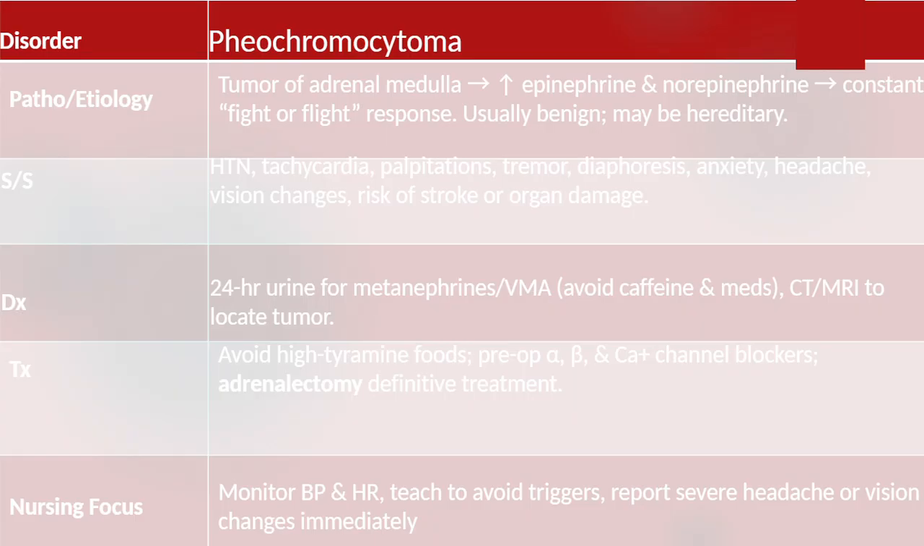As LPNs, our main focus is to monitor for signs of hypertensive crisis, severe headache, visual changes, chest pain, confusion, and report immediately to the RN or provider. We also provide patient education about avoiding triggers, maintaining regular follow-up testing, and recognizing symptoms of both high and low blood pressure. When the nursing care plan is effective, the patient's blood pressure and heart rate remain stable, and they are free of headaches, palpitations, and other symptoms of catecholamine excess.